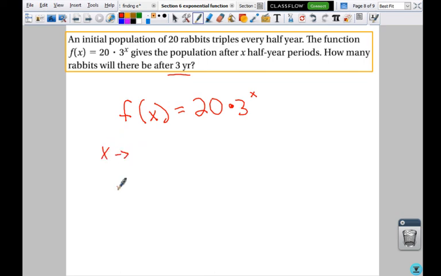Half-year period. Half a year, right? And it wants to know how many are there going to be after 3 years. So, if x is half years, how many half years are in 3 years? Okay. So we're going to plug in 6 for x and solve it. So f of 6 is going to equal 20 times 3 to the 6. And what'd you get for your answer?